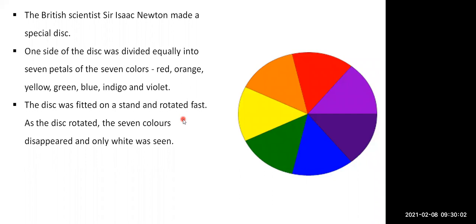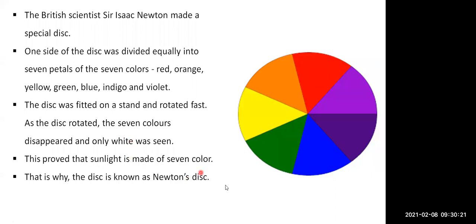And the mnemonic that we use to define the 7 colors is VIBGYOR. V for violet, I for indigo, B for blue, G for green, Y for yellow, O for orange, R for red. So sunlight is made up of 7 colors. He could prove this with the help of a disc called Newton's disc.